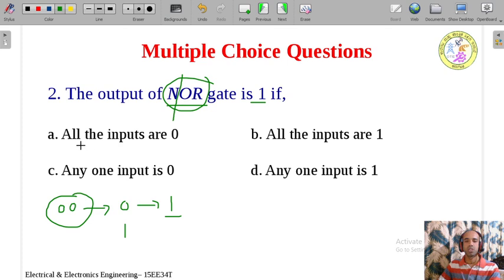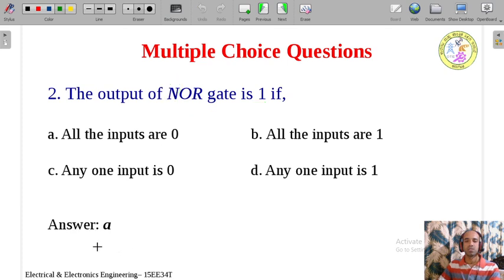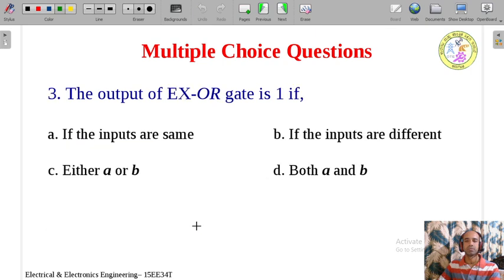So when all the inputs are 0, therefore the correct answer is option A. The output of XOR gate is 1.